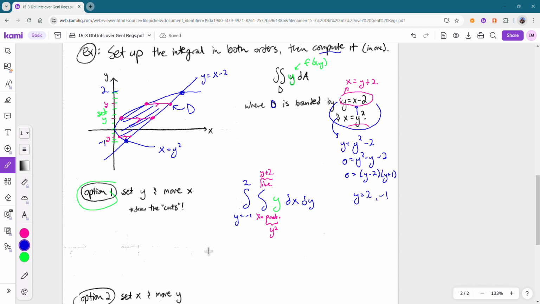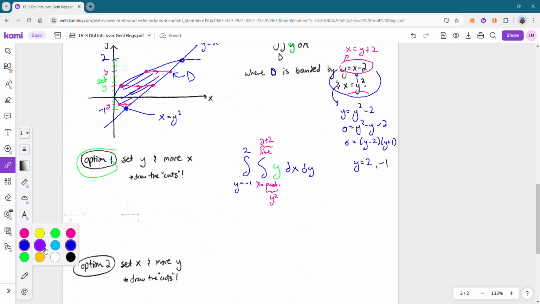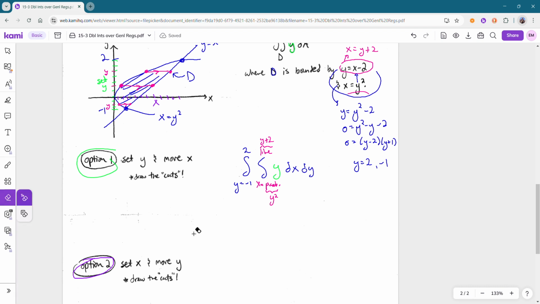In the other order, we're going to have some different cuts. Maybe I'll draw those in purple. So for option 2, now we're setting x, moving y. So we're setting x at these different x's. Taking vertical cuts, all of these are going to be vertical cuts at all of these x's. We can just toss those in real quick and see what y is up to. y is starting at the line, stopping at the parabola, starting at the line, stopping at the parabola.